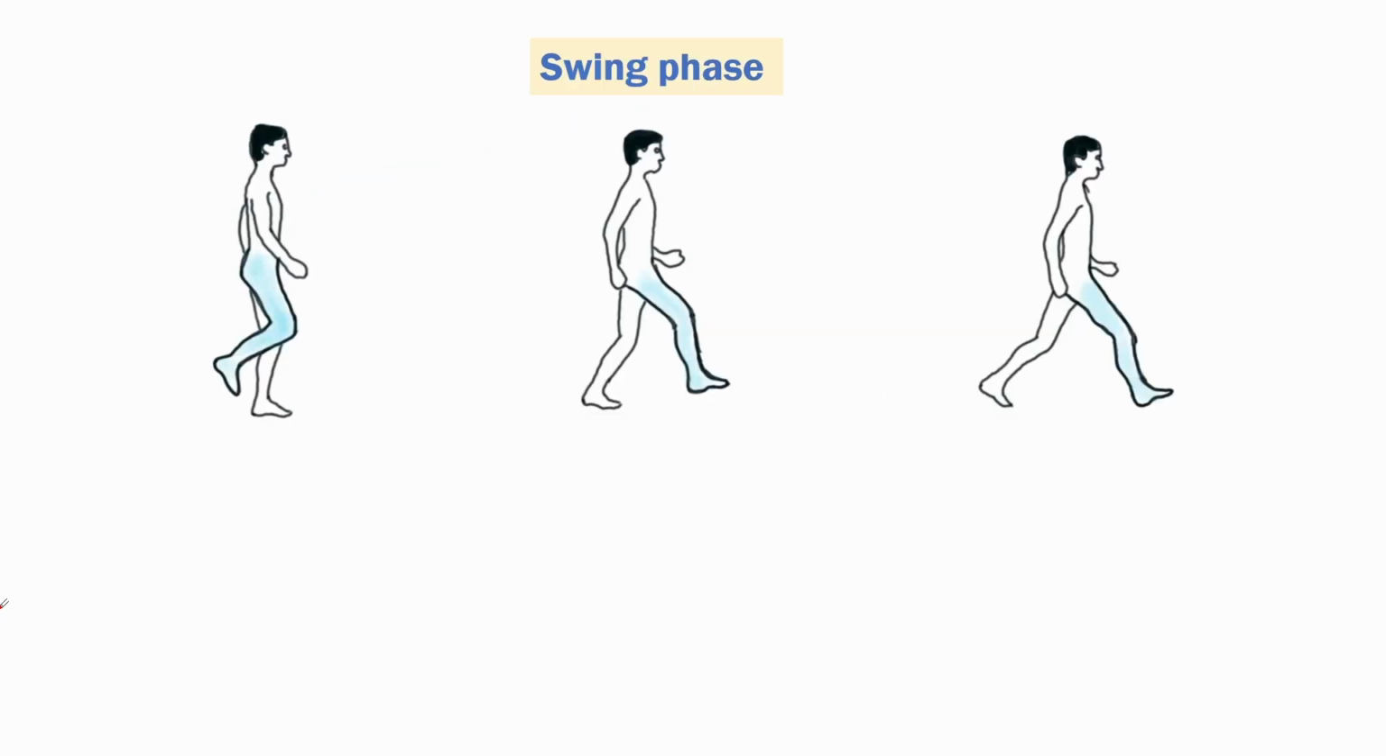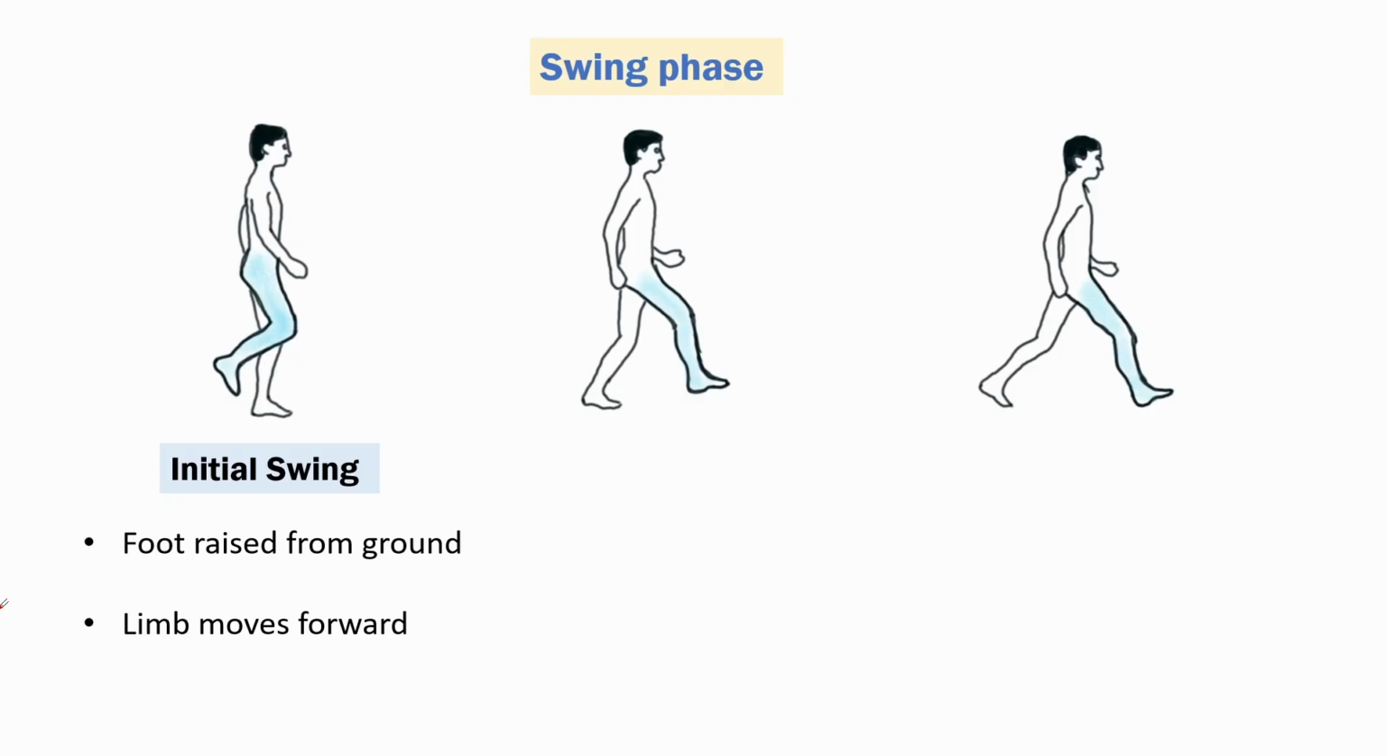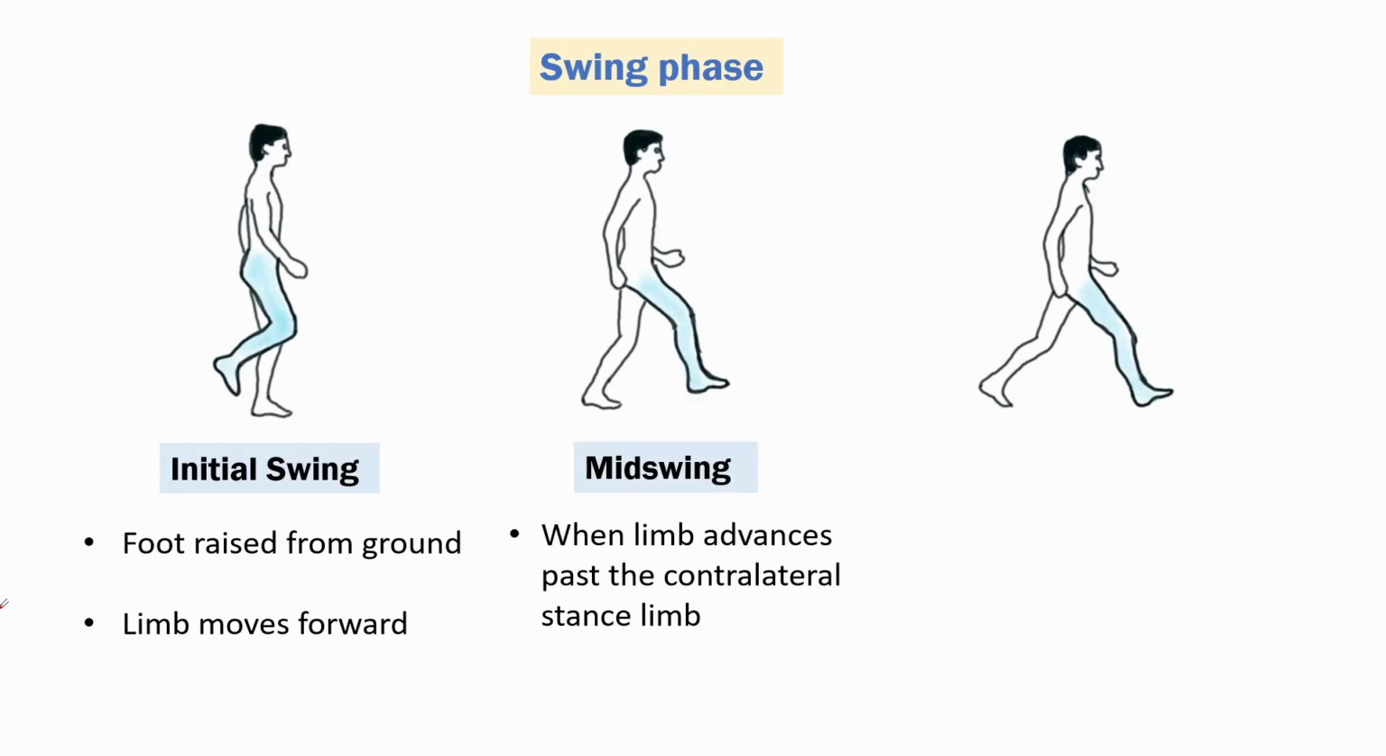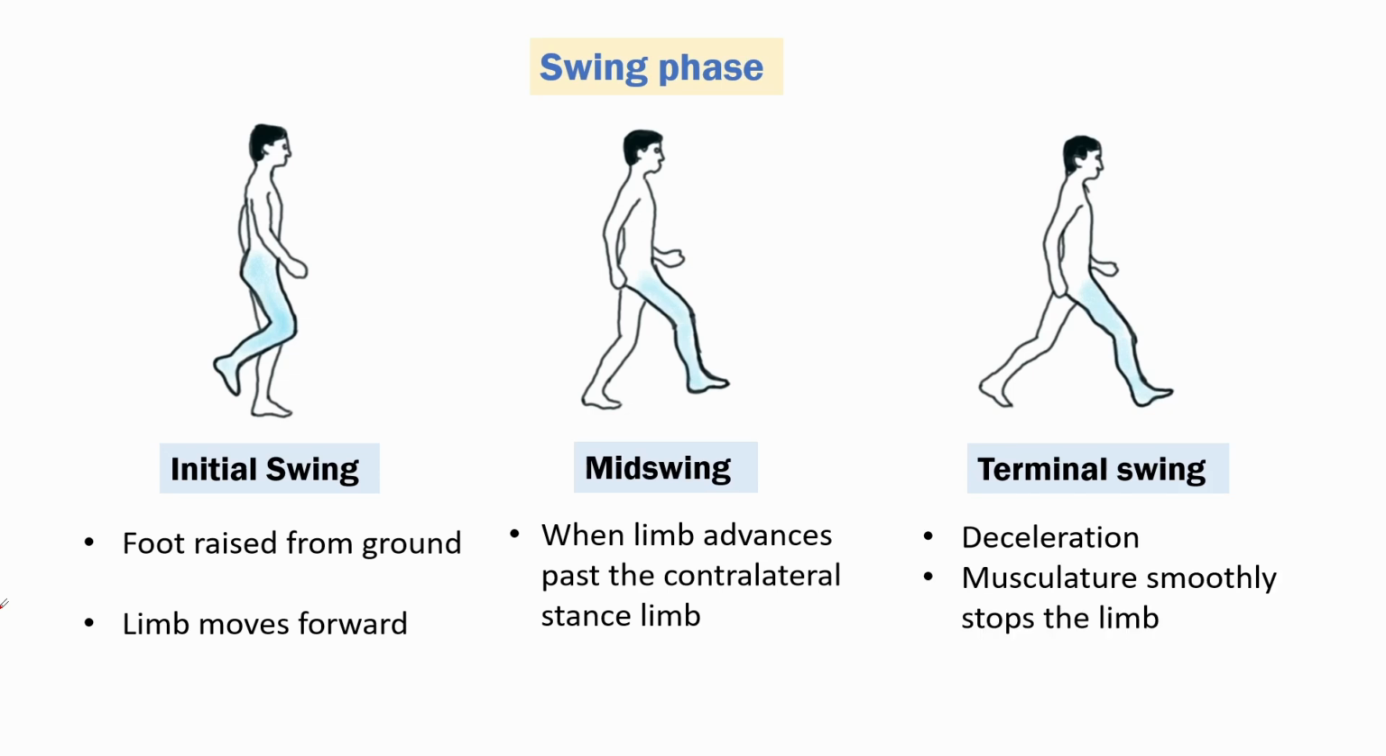Now coming to the swing phase. Swing phase begins with initial swing. This is the period in which the foot is raised from the ground and the limb begins to move forward. The second phase is mid swing, in which the limb advances past the contralateral stance limb. And the third phase is the terminal swing, in which there is deceleration of the limb and the musculature of the limb smoothly stops the limb, and the limb is prepared for initial contact.